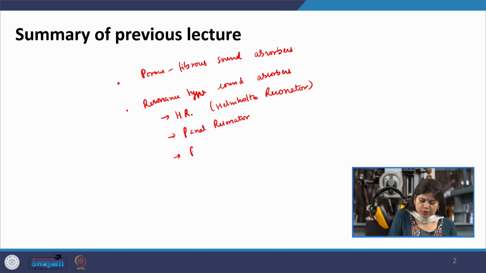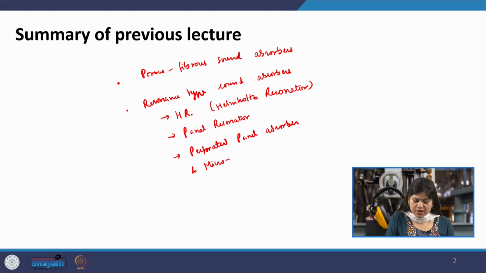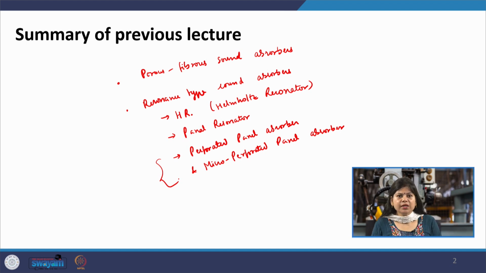Then we have the perforated panel absorber, and a more advanced version of it where the holes or perforations are at the micro level, in the micrometer range, which is called the micro-perforated panel absorber. So, we have already studied the theory, the advantages and the limitations of these.